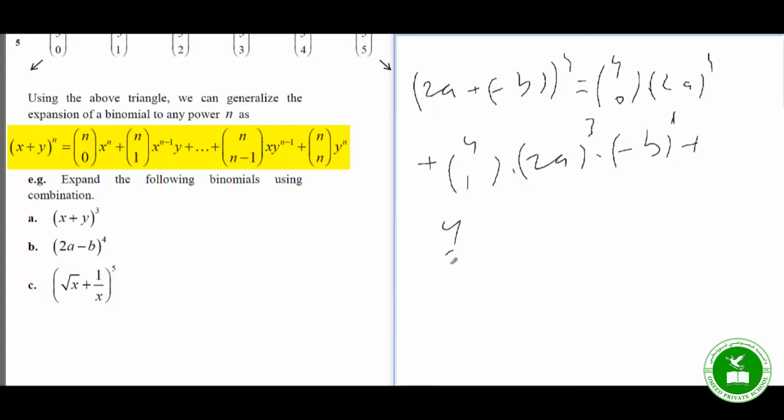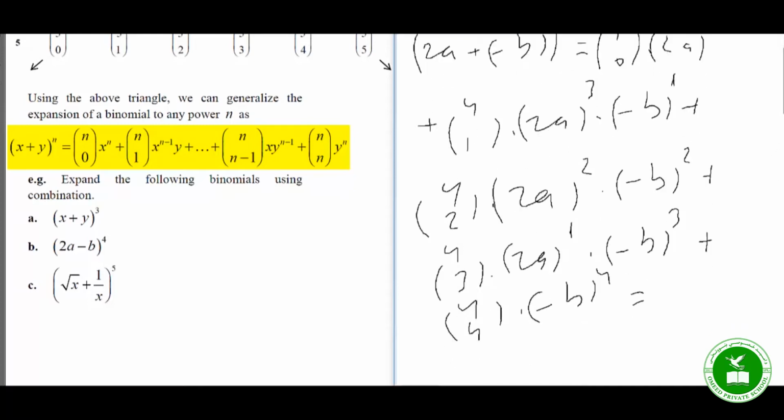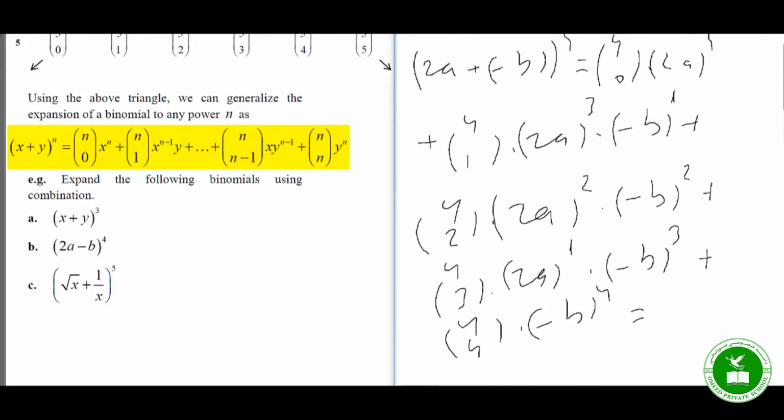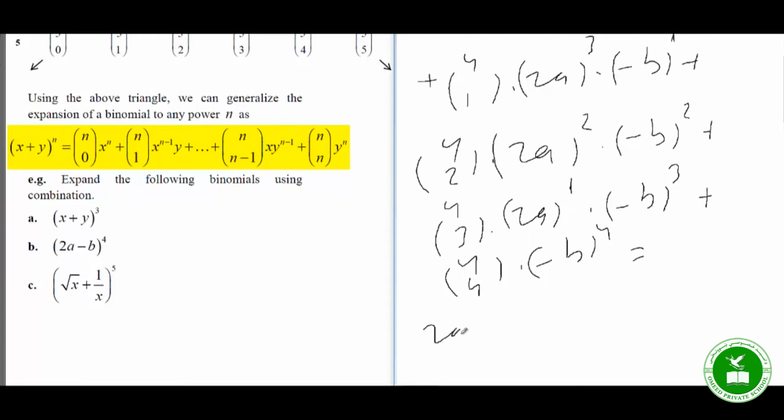Plus, and let's continue, combination of 2 from 4 times 2a to the power of 2 times negative b completely squared, plus combination of 3 from 4 times 2a to the power of 1 times negative b to the power of 3, plus combination of 4 from 4 times 2a to the power of 0, which is 1, so I don't write it, times negative b to the power of 4. Yeah, let's continue.